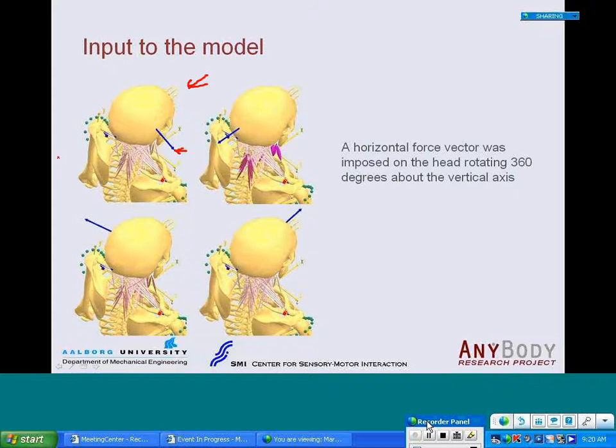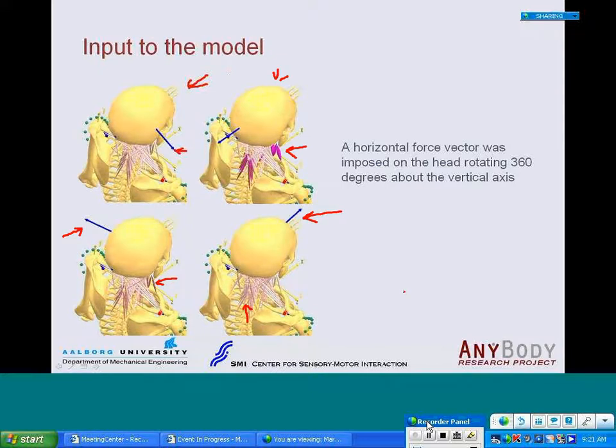In this case here, we have a force vector pointing backwards. So that means the external force is pointing backwards. That means that the muscles in front of the neck here have to be active in order to balance this force. Well, and here we have the force pointing to the left, so the muscles on the right side have to be active. And here we have the force pointing to the front, and you can clearly see that the muscles here on the back have to be active in order to balance this external force.